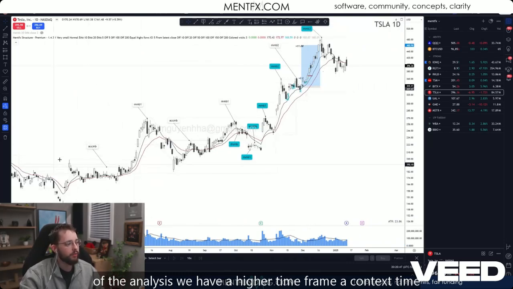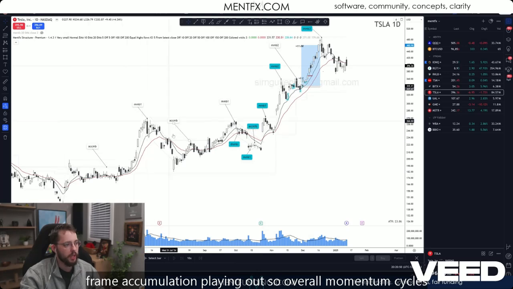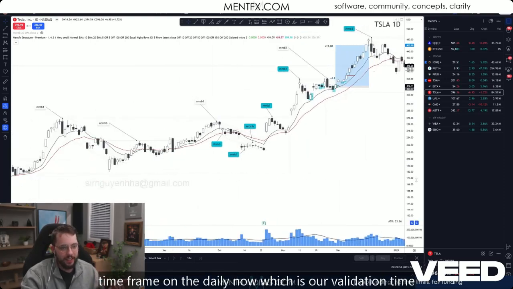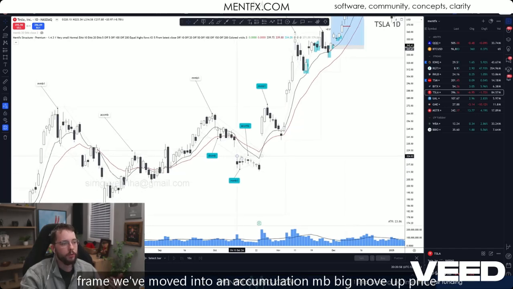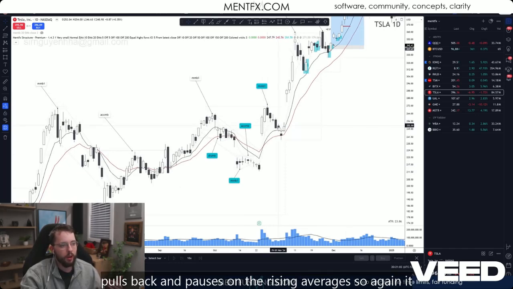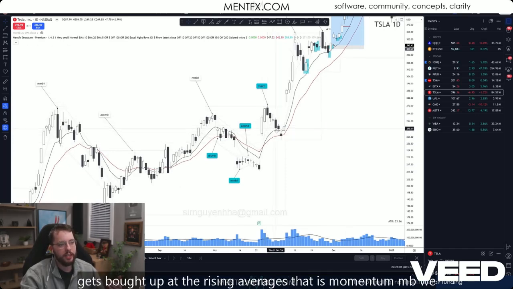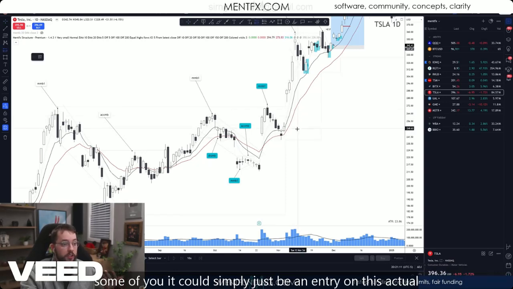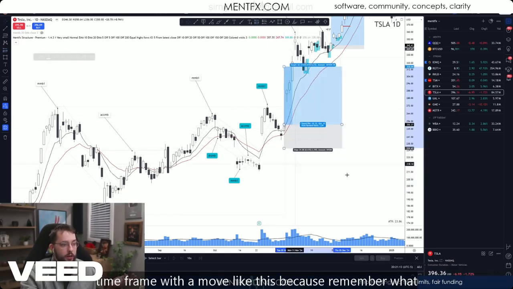We have a higher time frame, a context time frame accumulation playing out. So overall momentum cycles playing out. We went to MMB1, and from that MMB1 of a higher time frame, on the daily now, which is our validation time frame, we've moved into an accumulation MB, a big move up. Price pulls back and pauses on the rising averages. So again, it gets bought up at the rising averages. That is momentum MB. We can assume that could be an opportunity for an entry, or for some of you, it could simply just be an entry on this actual time frame with a move like this.